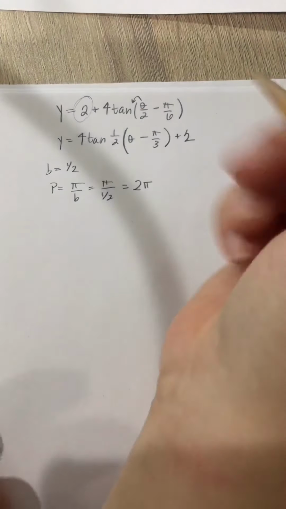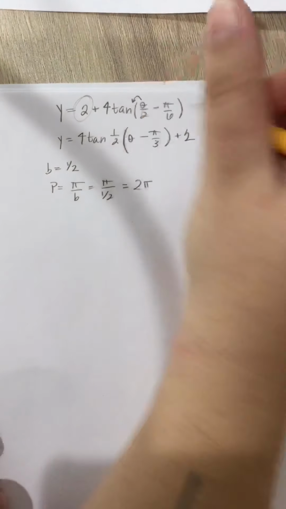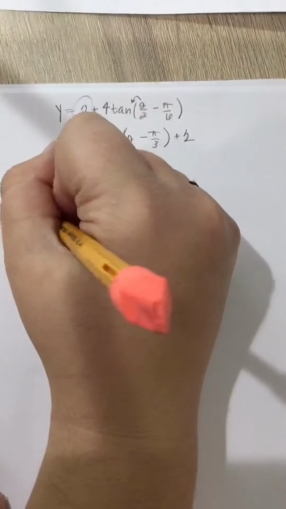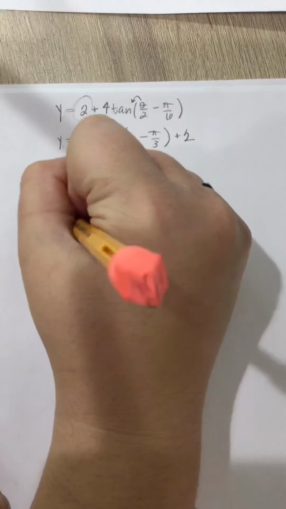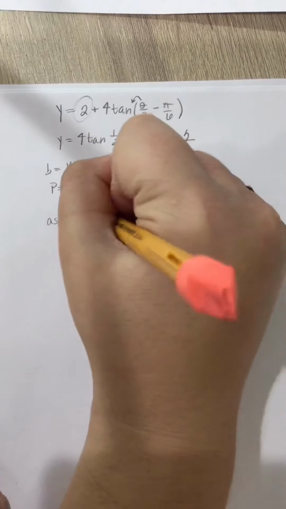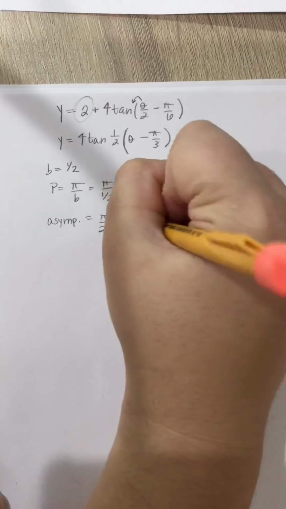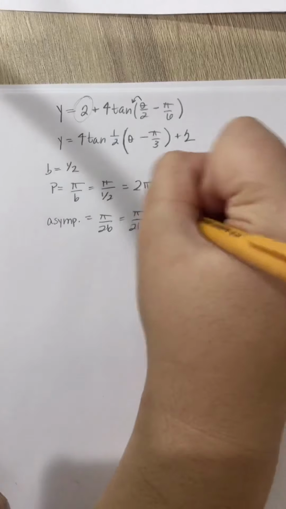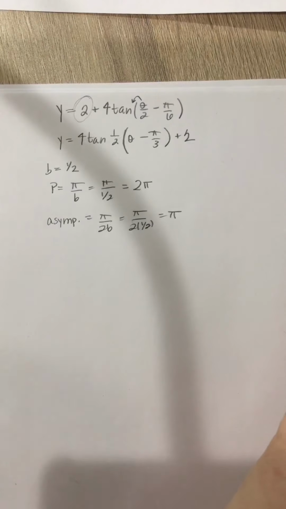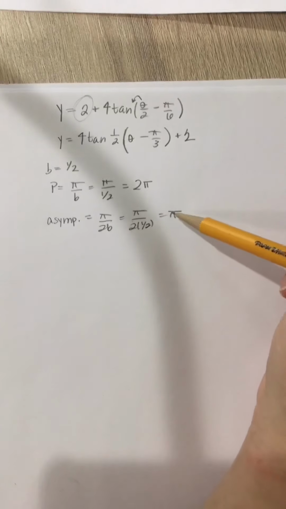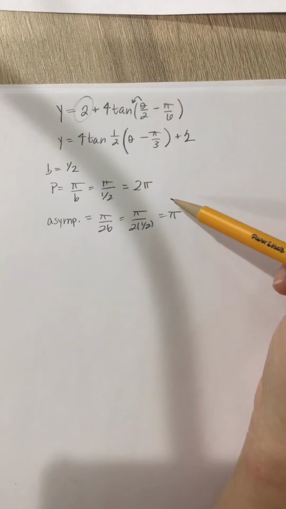And then remember, we do have a phase shift, right? What this says is that we're going to the right pi over 3 units. Okay, then let's go find our asymptote. That's going to be pi over 2b, so pi over 2.5... so at pi. So what this means right now is your period, the length of your cycle, is going to be 2 pi units, and your asymptotes are going to be pi units apart.